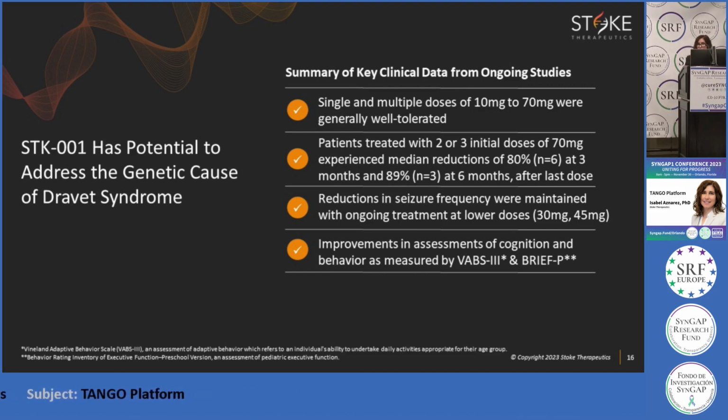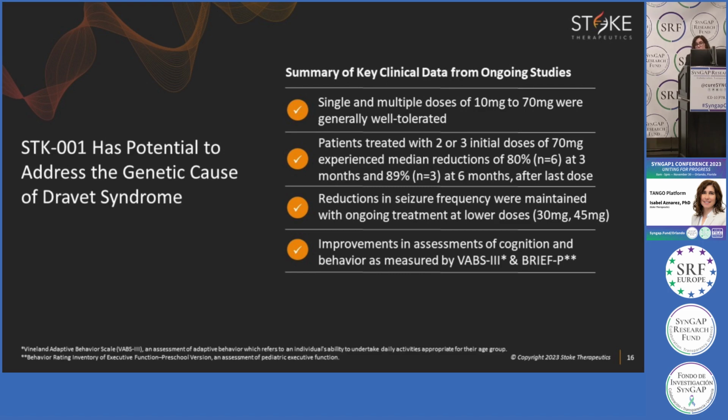There are more patients in this cohort that are going to come early next year. In the dose groups of 30 and 45 milligrams, we're seeing a maintenance of the reduction of seizure frequency, which tells us that whatever effect we're seeing initially is not a placebo effect. Usually placebo peaks and then goes down. This is maintained with subsequent doses.